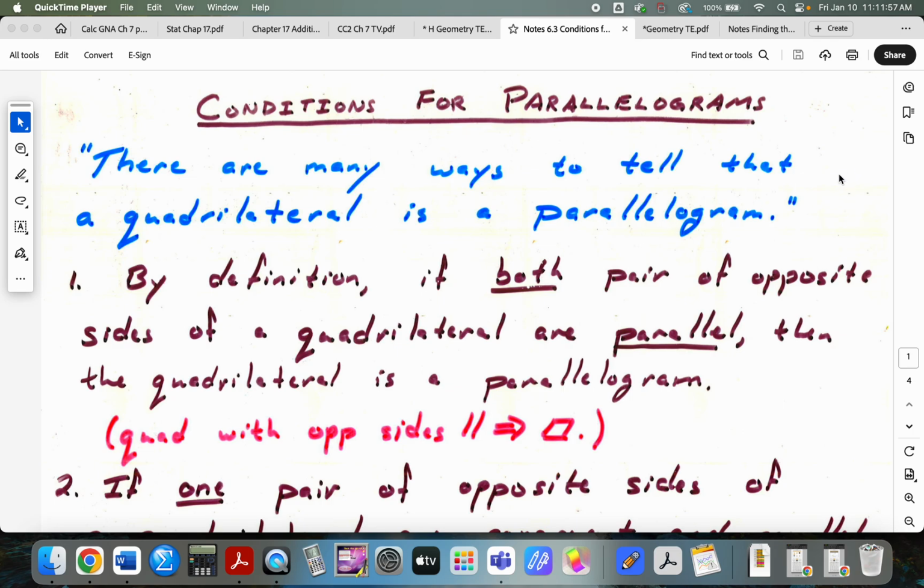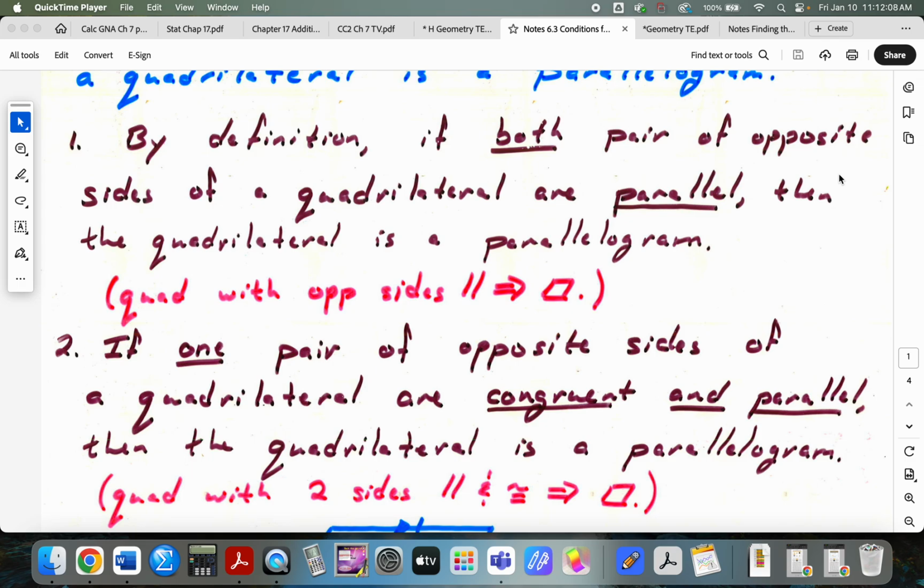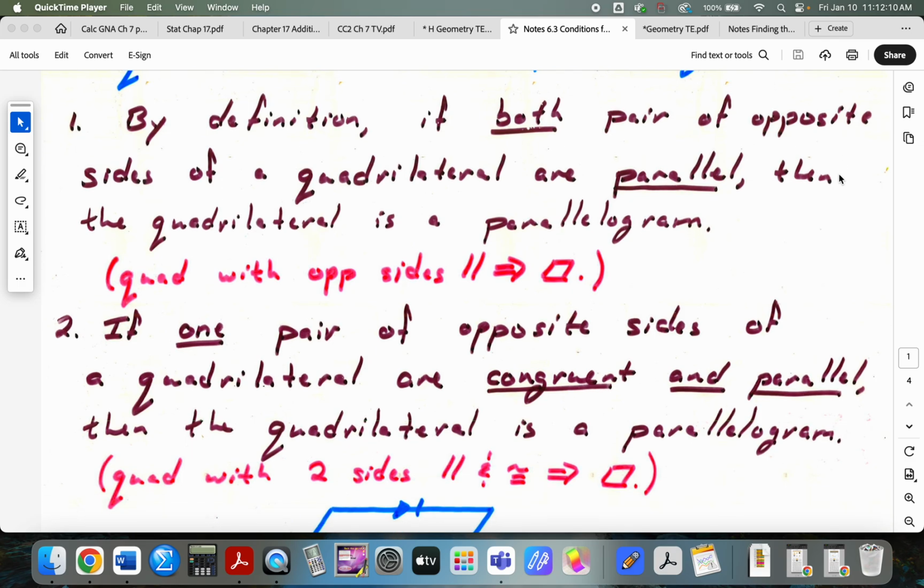Today we're going to look at conditions for parallelograms. There's a lot of different ways you can tell that a quadrilateral is a parallelogram. The first one is by definition. Notice it says if both pair of opposite sides of a quadrilateral are parallel, then it's a parallelogram. So this is a shorthand way of writing it. A quadrilateral with opposite sides parallel implies that it's a parallelogram.